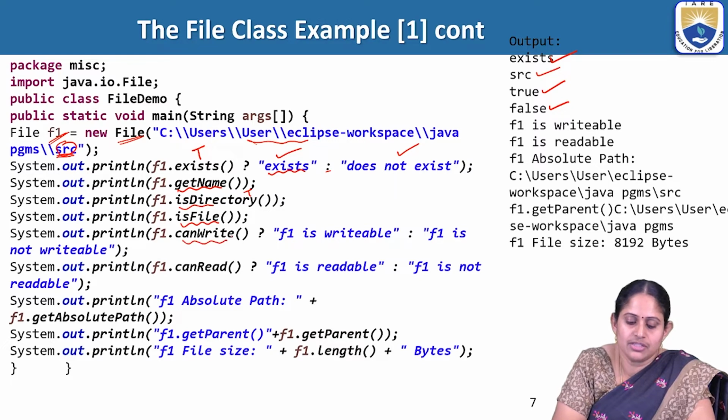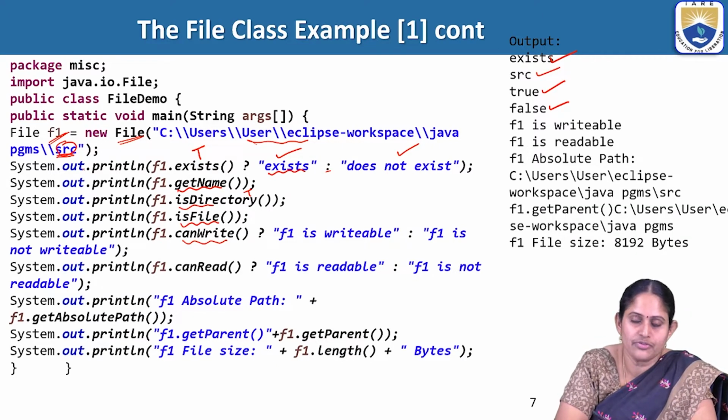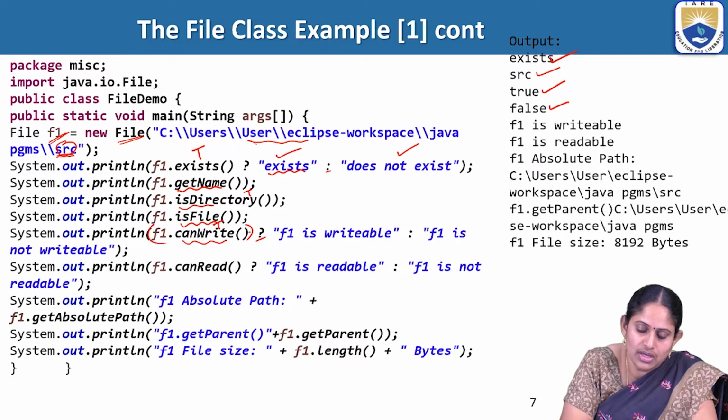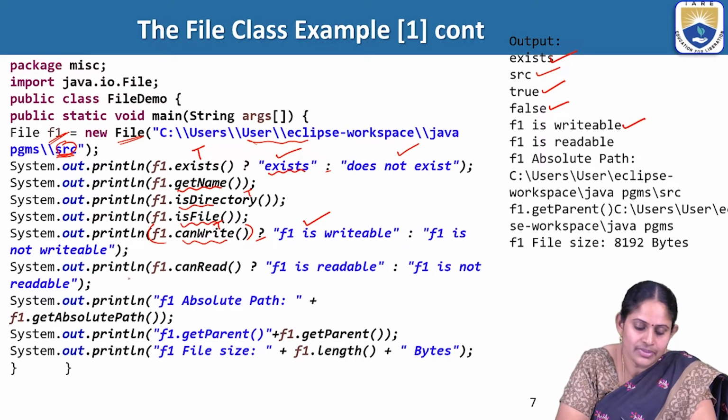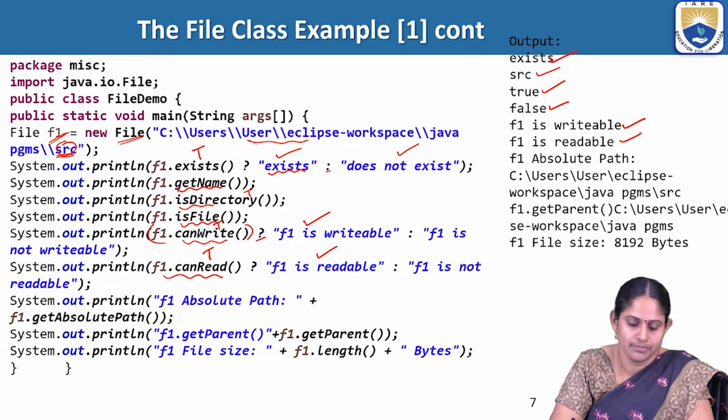Now, the canWrite method is used to check whether the file is writable or not. The source file is a writable file, hence the value will be true. Again, here I am using the ternary operator. Since the answer to this part is true, the first section will be displayed. So we get the output "F1 is writable." Similarly, I'm checking whether it can be read. The canRead method will return true if it is readable and false if it is not readable. Since this value is true, my statement "F1 is readable" will be displayed in the output.